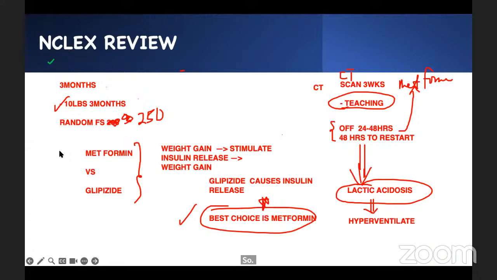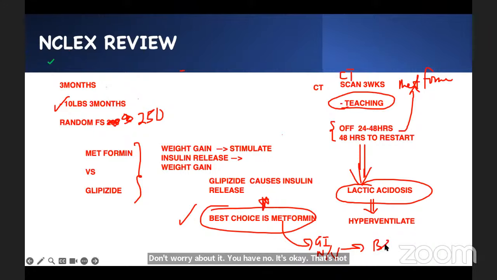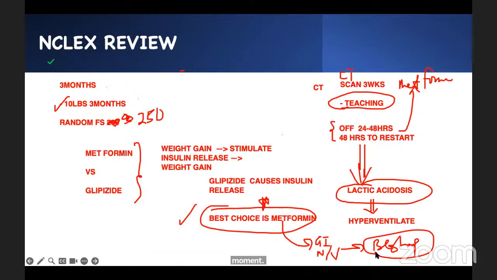Remember, your board will give you this, and don't forget metformin. A common side effect is GI symptoms. Don't worry about it. You have nausea and vomiting, it's okay. That's not a priority. That is what I call a B sharp. You should not let this confuse you and pick that answer. Nausea and vomiting because you take metformin is not a priority. It's a common side effect. So for every medication, pay attention to the common side effect, but ignore it and go for the jugular. The jugular is lactic acidosis.